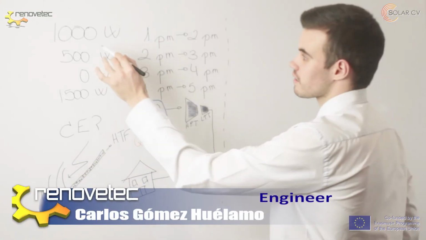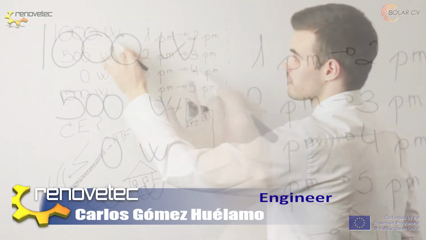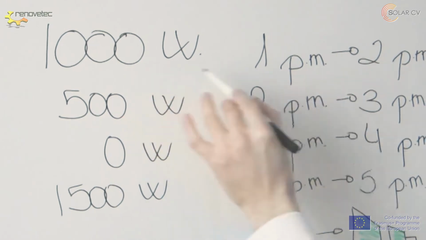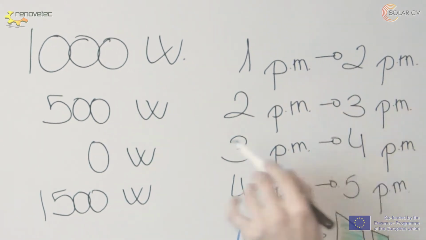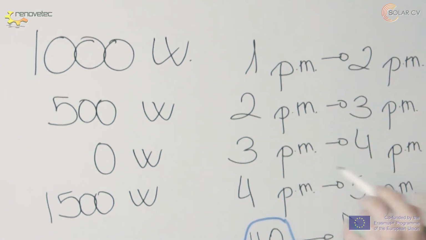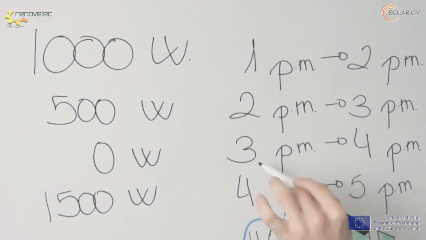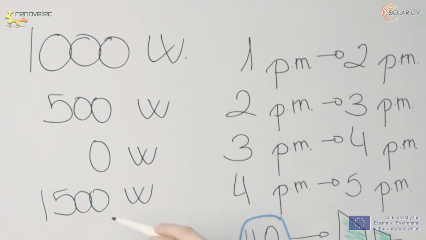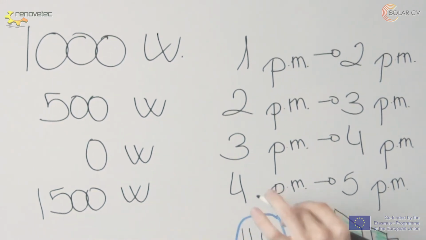We have that the plant has produced 1000 watts from 1 p.m. to 2 p.m., 500 watts from 2 p.m. to 3 p.m., 0 watts from 3 p.m. to 4 p.m., and 1500 watts from 4 p.m.